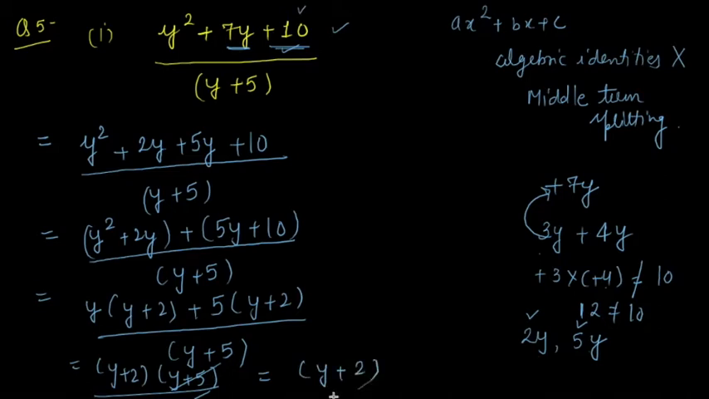So to find the division of such expressions, what we have done is we have made use of the middle term splitting method. In the numerator, we have written the factors and then cancelled y plus 5 with y plus 5. We are left with y plus 2, which is your solution of the question. Let's see the second part. Second part is m square minus 14m minus 32, which is to be divided by m plus 2.